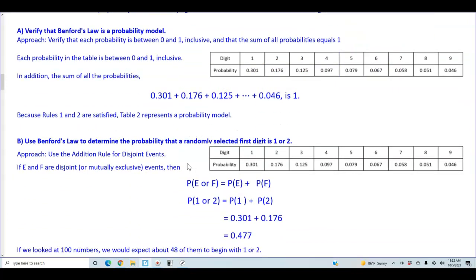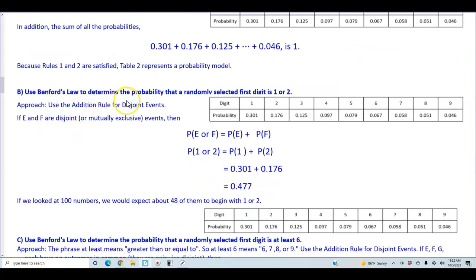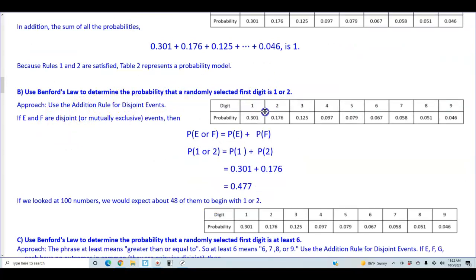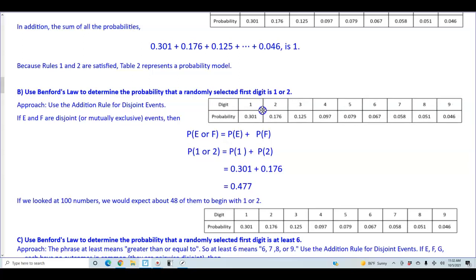Okay, now the next question in part B says to use Benford's law to determine the probability that a randomly selected first digit is a 1 or 2. So the approach is to use the addition rule for disjoint events. If E and F are disjoint or mutually exclusive events, then we would say that the probability of E or F is equal to the probability of event E plus the probability of event F.